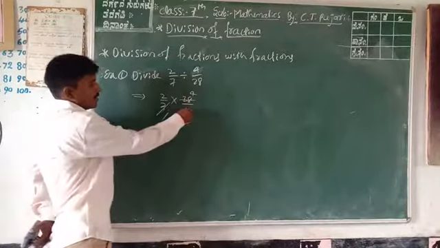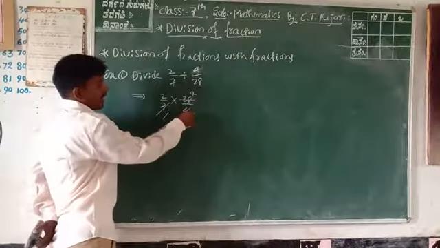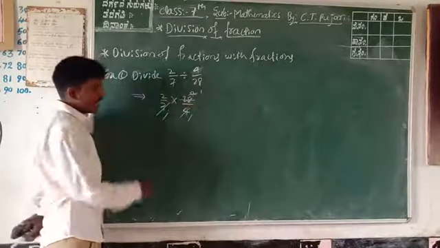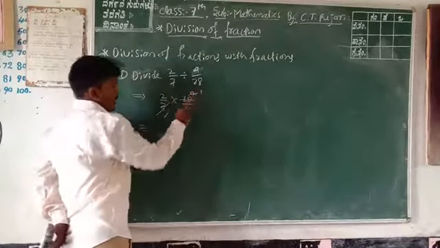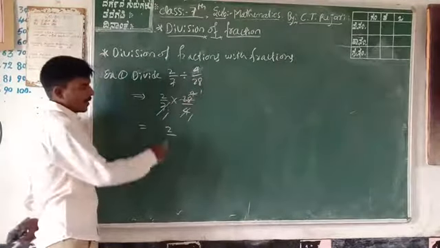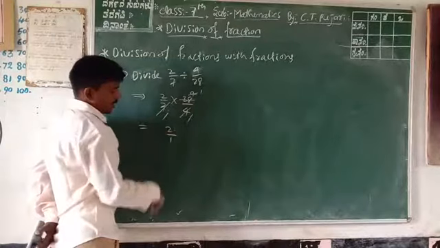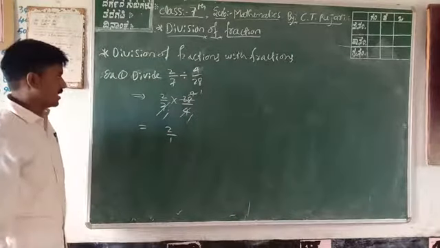Next, 4 ones are 4, 4 ones are 4. The answer is 2 into 1 is 2 in the numerator. Denominator is only 1 into 1 is 1. The answer is only 2.